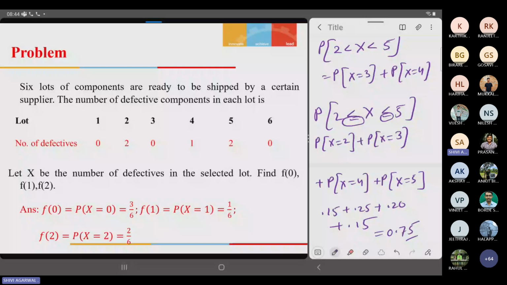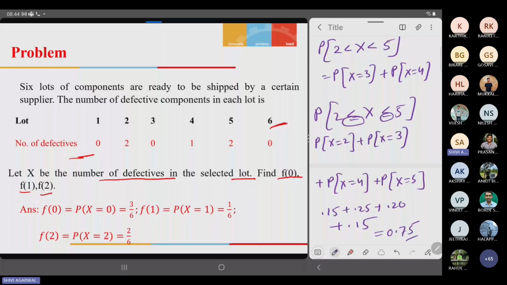The next example: 6 lots of components are ready to be shipped by a certain supplier. The number of defective components in each lot is given. So there are the 6 values here, the number of defectives they are mentioning. Let X be the number of defectives in the selected lot. Find f(0), f(1) and f(2).